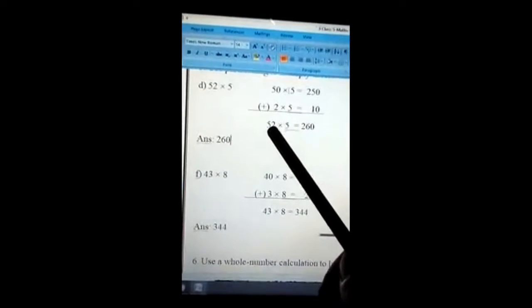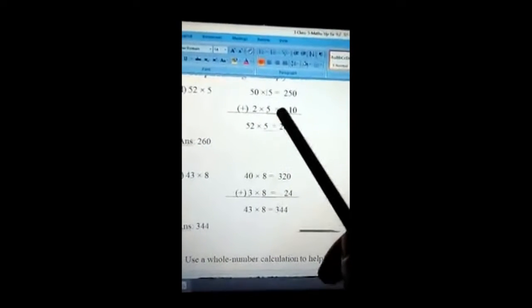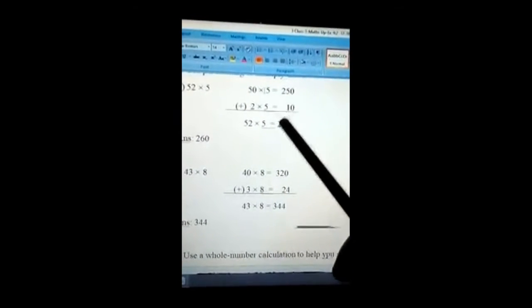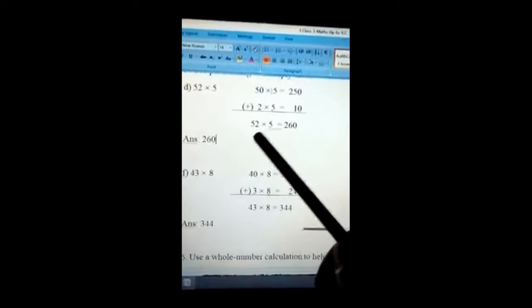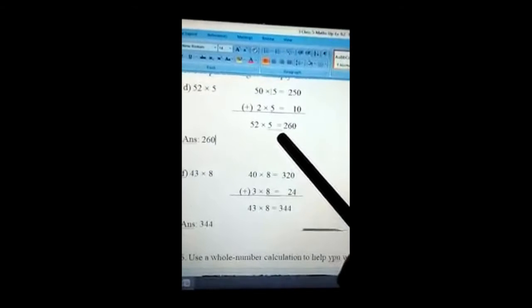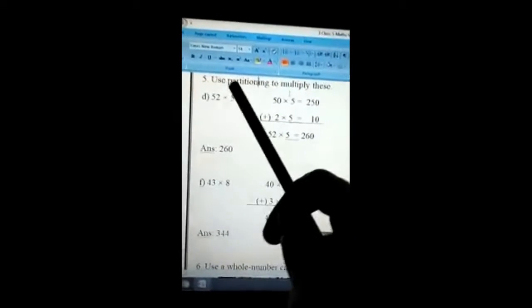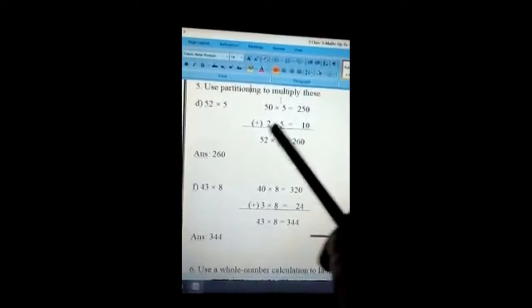Now add these. So it will be 52 multiplied by 5, equals to. Now we'll add: 0, 5 plus 1 is 6, and 2 comes down over here. So our answer is 260. 52 multiplied by 5 is equal to 260. So this is how we solve the partitioning method of multiplication.